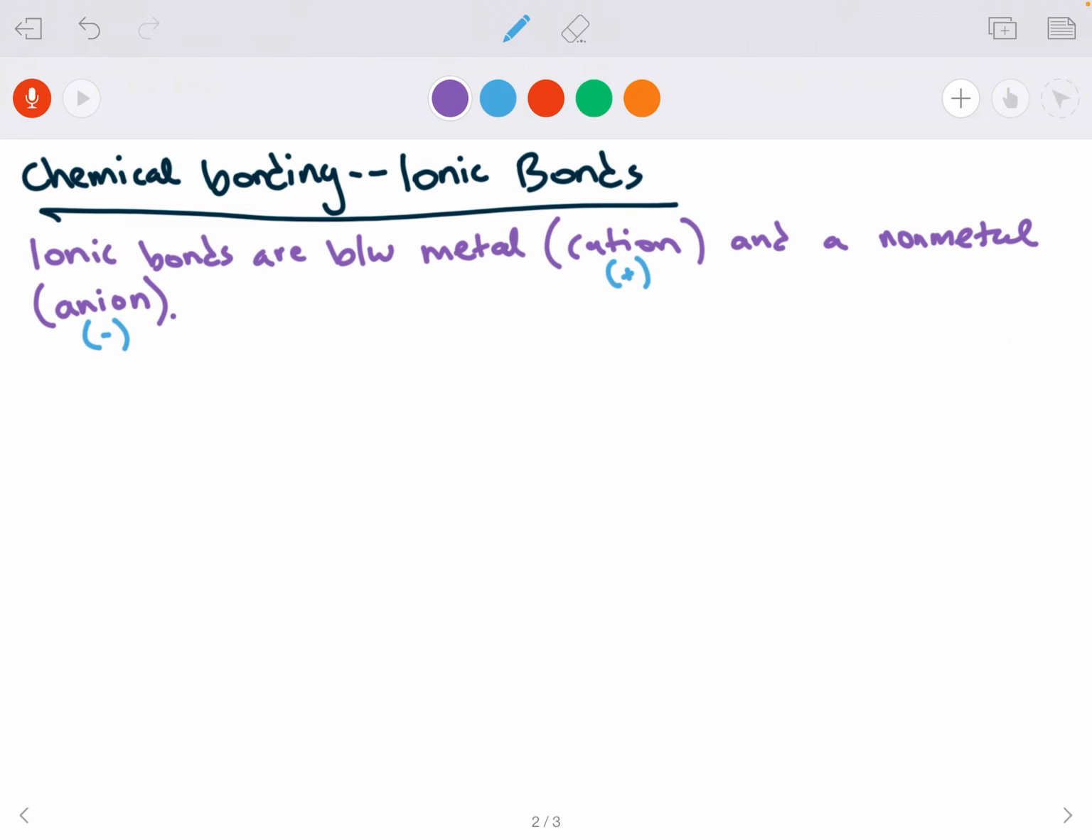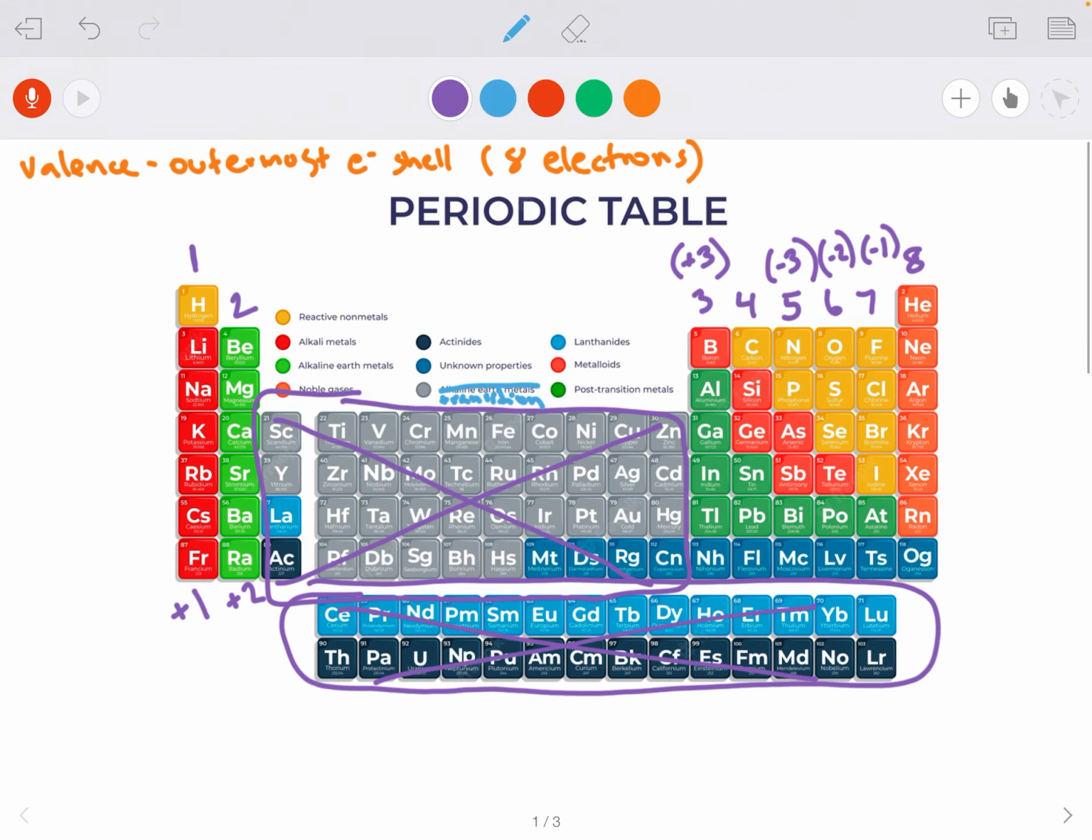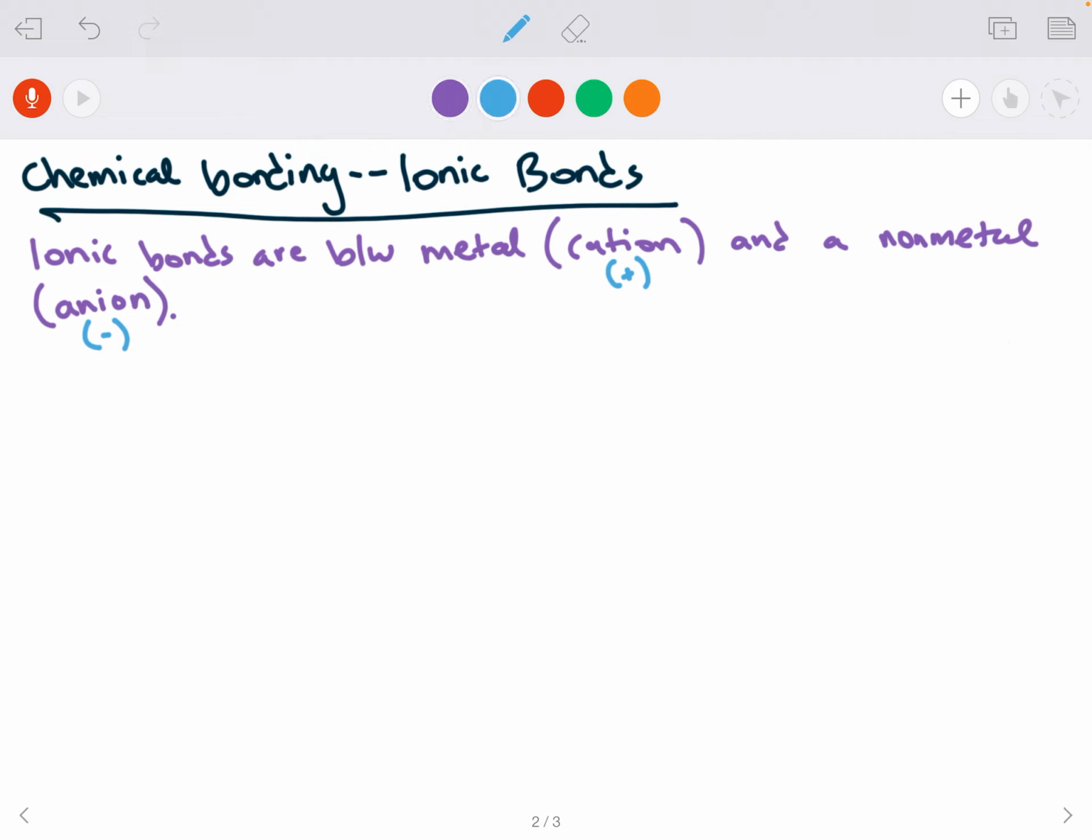All right, now how exactly does this form? I'll use sodium fluoride as the example. So we have sodium and fluoride. Or technically here sodium and fluorine, and it'll become fluoride.